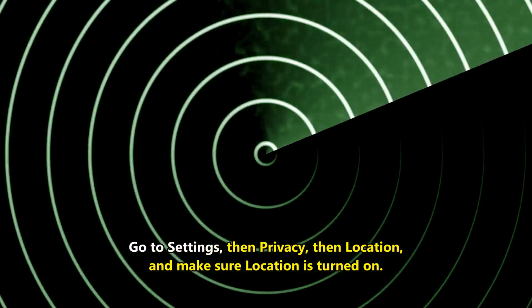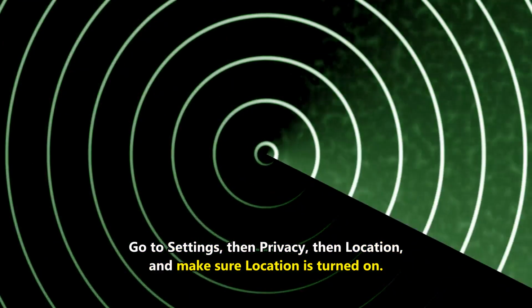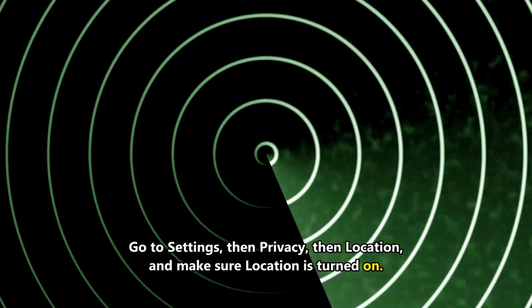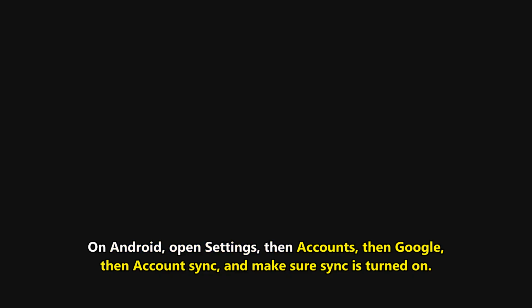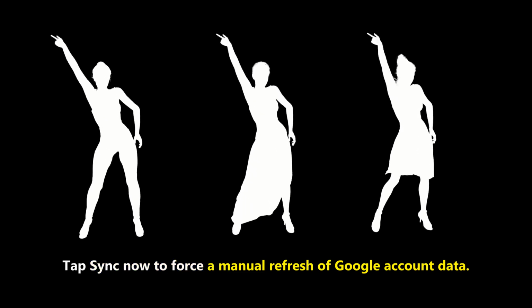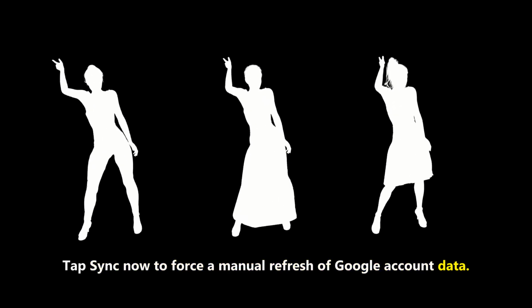Go to Settings, then Privacy, then Location, and make sure location is turned on. Set Google Maps location permission to allow while using the app, or allow all the time if you need continuous sync. On Android, open Settings, then Accounts, then Google, then Account Sync, and make sure sync is turned on. Tap Sync now to force a manual refresh of Google account data.